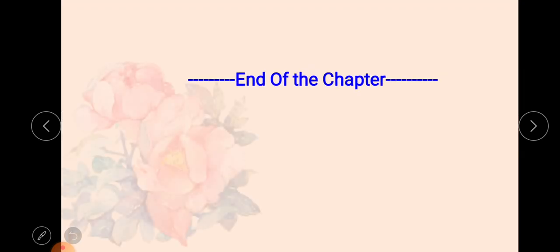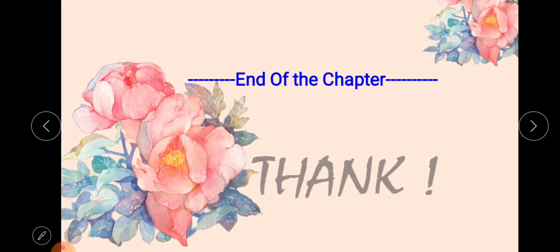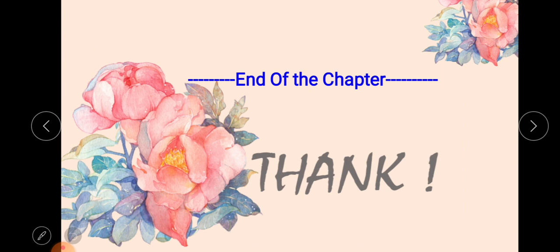So this is the end of this chapter. Corrosion and rancidity complete the first chapter, chemical reactions and equations. The next chapter will start with acids, bases and salts.